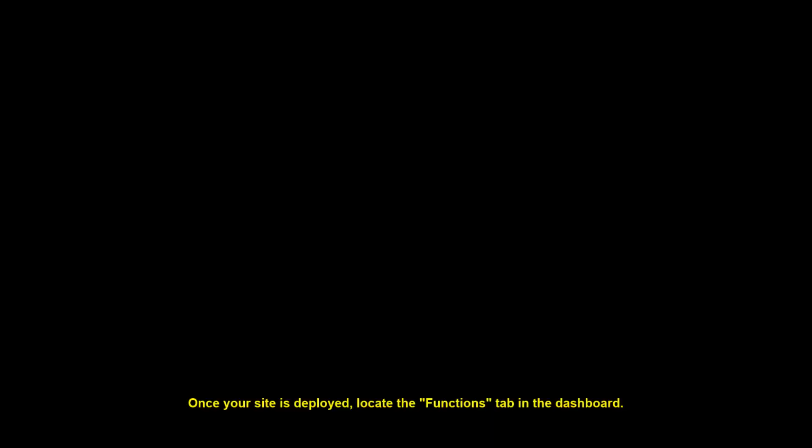Once your site is deployed, locate the Functions tab in the dashboard. Click on the Functions tab to enter the Serverless Functions Setup area. Here, you can create a new function by clicking the New Function button. Give your function a name that describes its purpose.